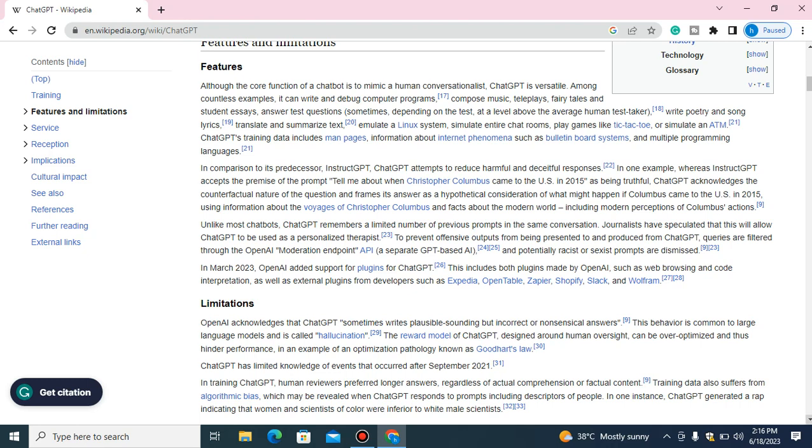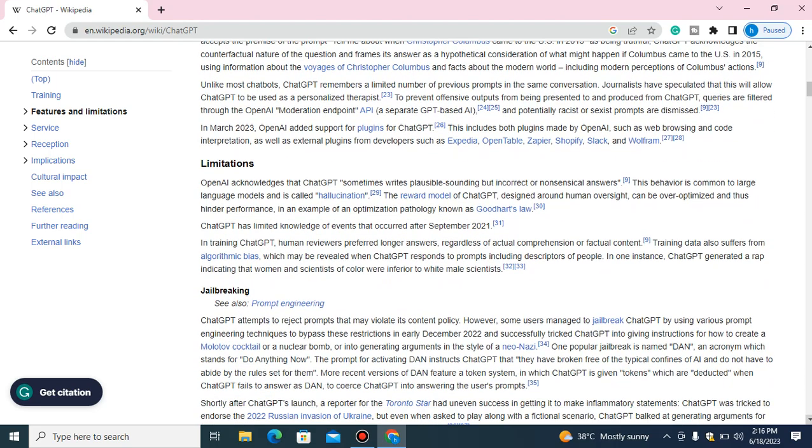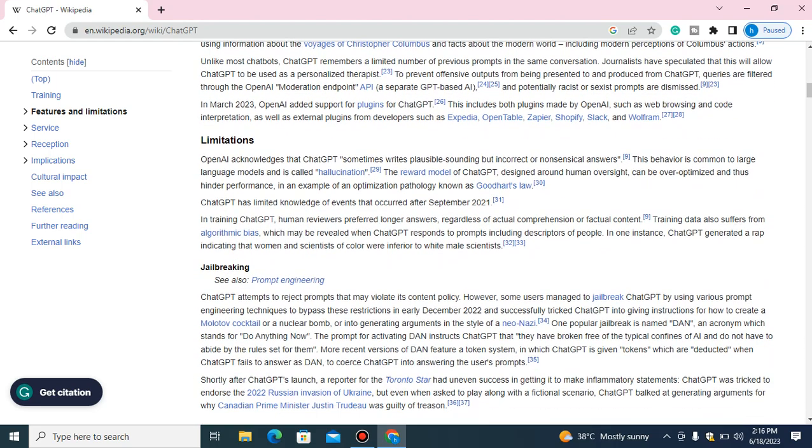Limitations. OpenAI acknowledged that ChatGPT sometimes writes plausible-sounding but incorrect or nonsensical answers. This behavior is common to large language models and is called hallucination. The reward model of ChatGPT, designed around human oversight, can be over-optimized and thus hinder performance.